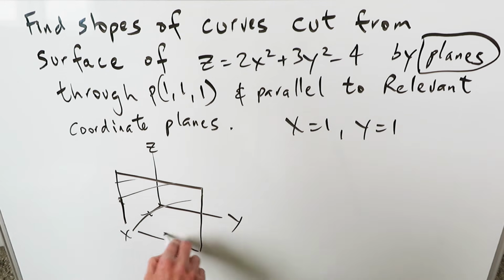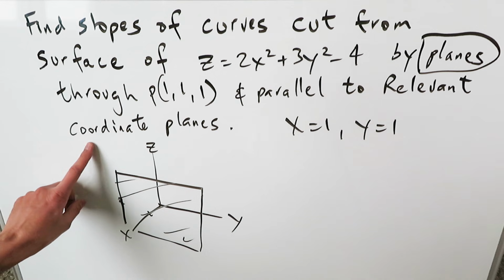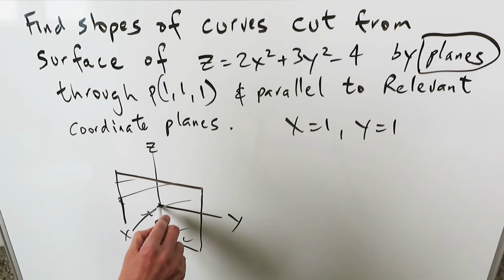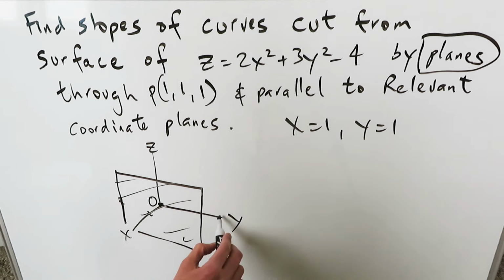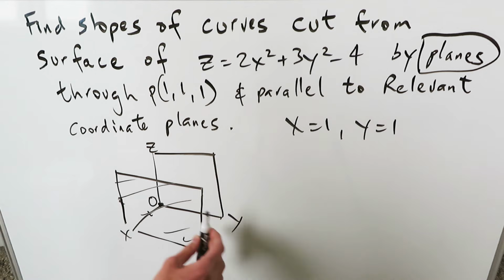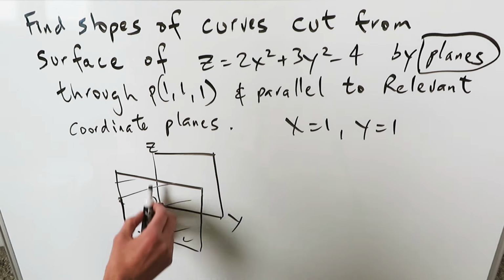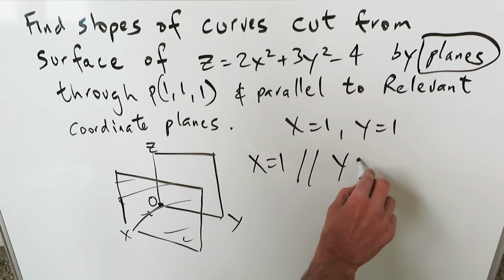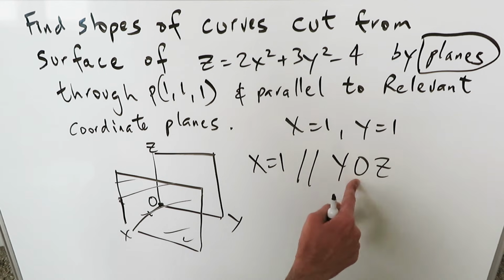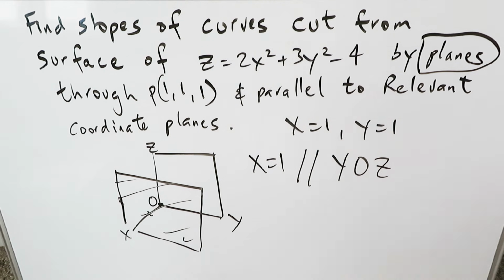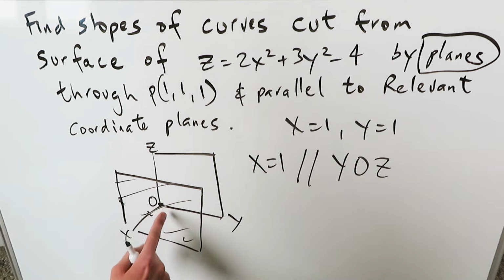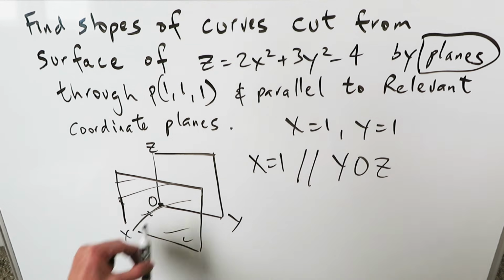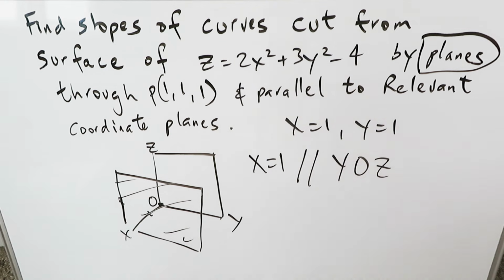This x equals 1 plane is parallel to a coordinate plane. What is it? Look right here at this point right here. It's your origin. It's parallel to your plane y, origin, z. Your x equals 1 plane is parallel to your coordinate plane, which is y, o, z. Why is it called a coordinate plane? Because it represents coordinate axes and it's going through the origin. Keep in mind again, your x equals 1 plane is parallel to your y, origin, z plane. So that's one plane we will be evaluating.